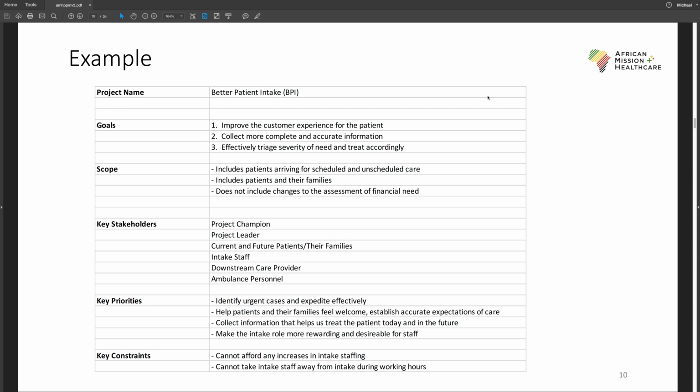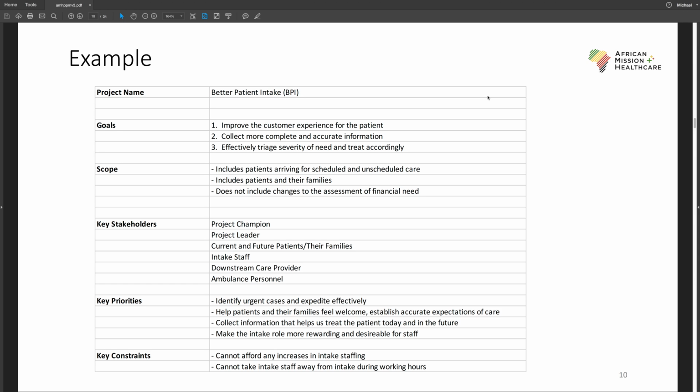And the third piece was they wanted to effectively triage severity and make sure that the people who are in need of absolutely urgent care get it, but that the people with more urgent needs are put ahead in the queue relative to people with lesser needs, while at the same time making sure that nobody spends too much time waiting. So that was a fairly complicated goal.